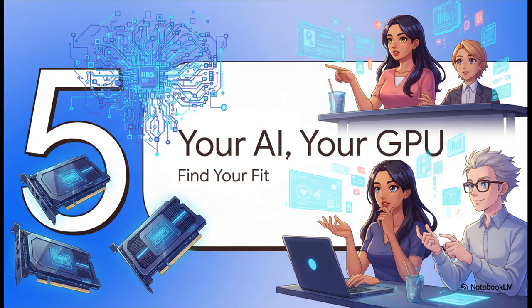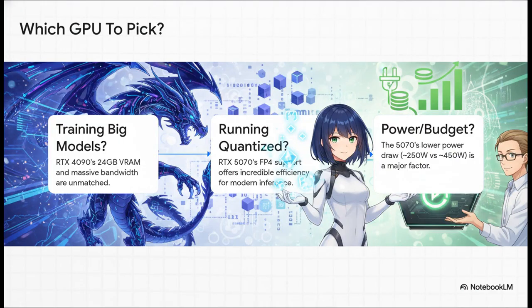Let's translate these specs into some practical advice and figure out which one of these GPUs is the right fit for your specific workflow. So, which GPU is the one for you? It really just boils down to what you're doing. If you're training huge, massive models from scratch, you absolutely need the VRAM and bandwidth of the 4090. There's just no substitute. But if you're mostly running the latest quantized models, or if power consumption and your budget are a real concern, the 5070 is definitely the smarter choice.